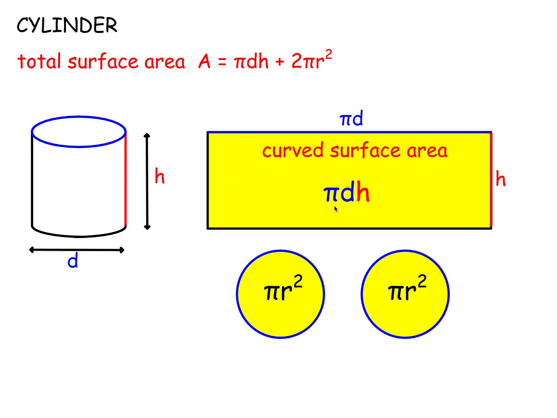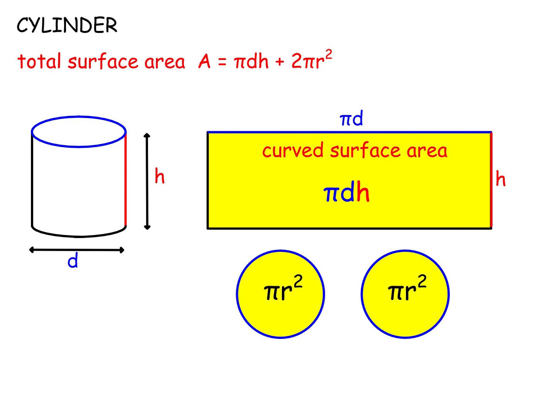Its area is pi dh for the curved surface, and then it's got the flat surfaces, top and bottom, pi r squared. So when you're looking at a cylinder, the total surface area is the curved surface pi dh plus the 2 circles of pi r squared each.